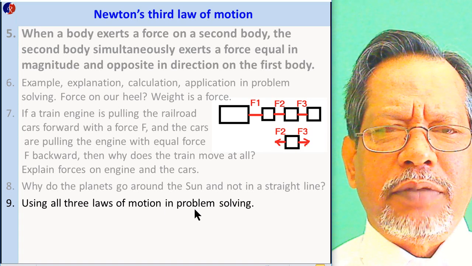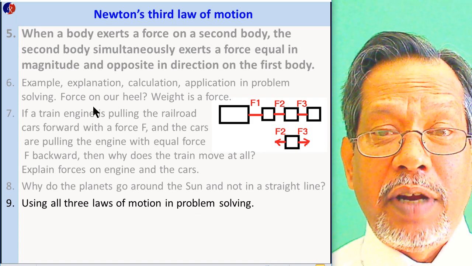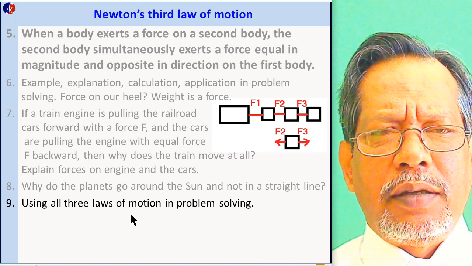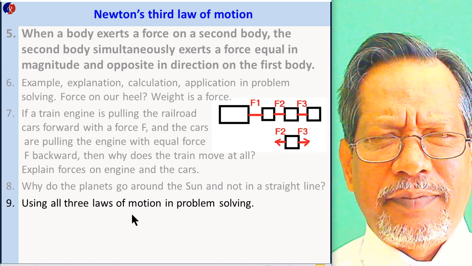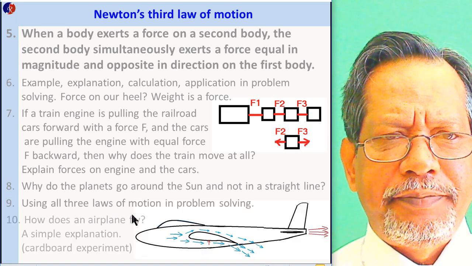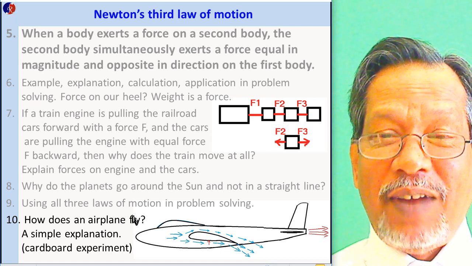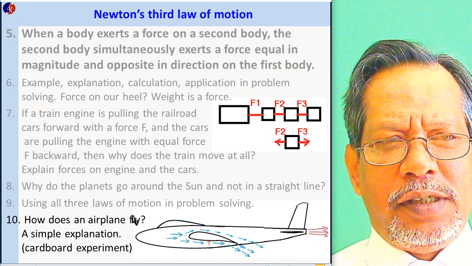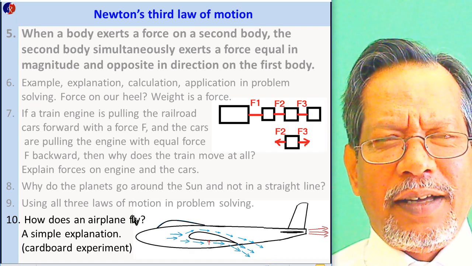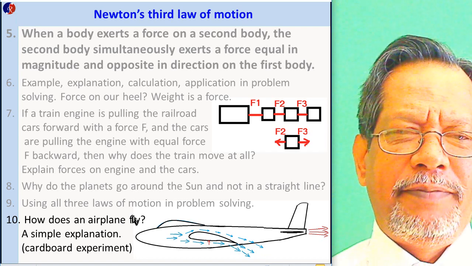Using all three laws of motion and problem solving, all these laws are related in some ways, okay? Newton's laws of motion. Most of the time, all three laws are applied together, okay? They're all related. Now comes, how does an airplane fly? I'll give you a very simple explanation. And here you'll see how all three laws of motion are implemented.